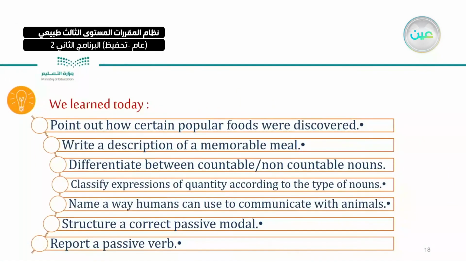Finally, these are the objectives. As you can see: point out how certain popular foods were discovered, write a description of a memorable meal, differentiate between countable and non-countable nouns, classify expressions of quantity according to the type of nouns, name a way humans can use to communicate with animals, structure a correct passive modal, and finally, report a passive verb.